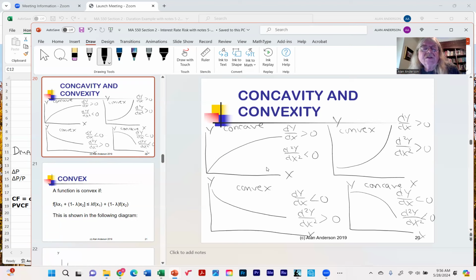I guess we'll stop right here. And then the next time we meet, whether it's tomorrow or, I'm completely thrown off by the holiday, the next time we meet, we will discuss convexity in very great detail.